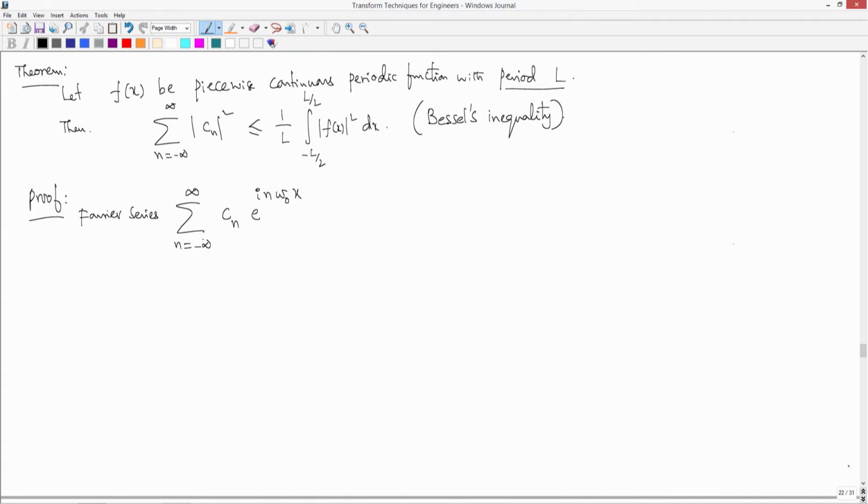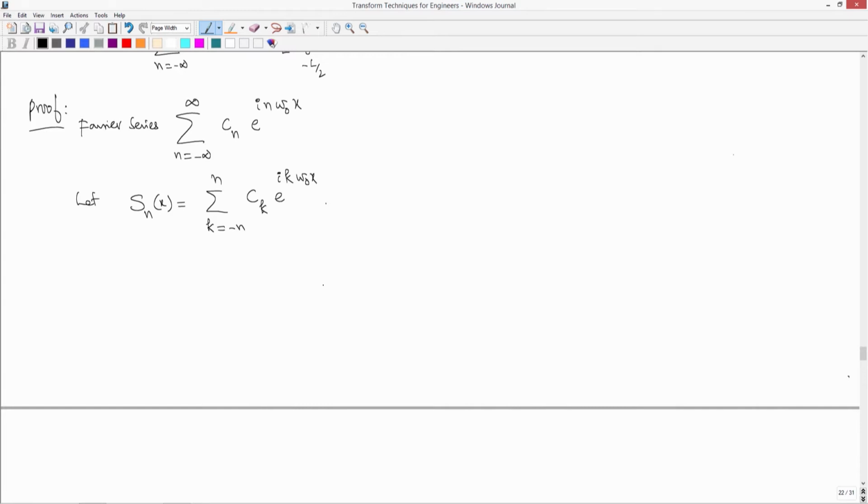So let us consider the partial sums, represented as Sn of x. You take the partial sum of this series from minus n to n, as it depends on n. If I change this index to k, it is the sum from k equals minus n to n of Ck e power I k omega naught x. So this is your partial sum. Cn is 1 by L times the integral from minus L by 2 to L by 2 of f(x) e power minus I n omega naught x dx.